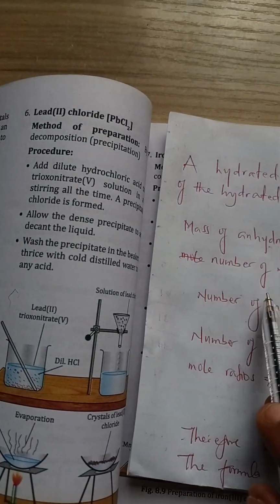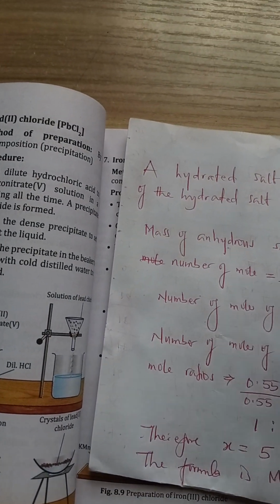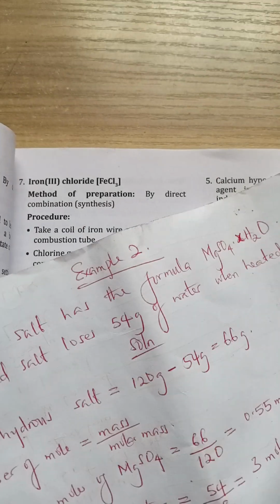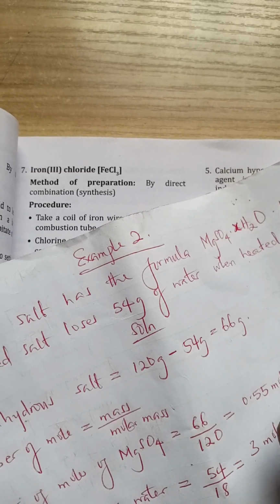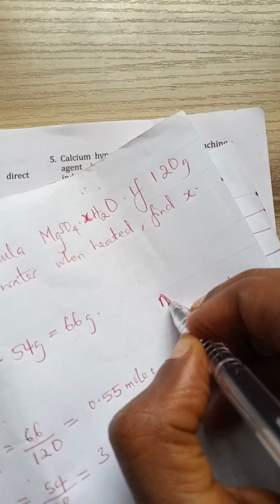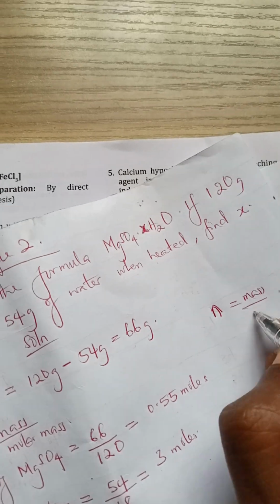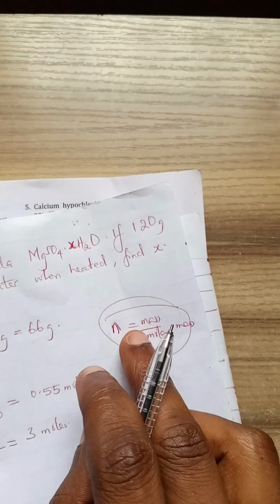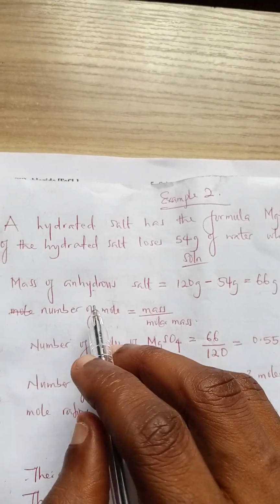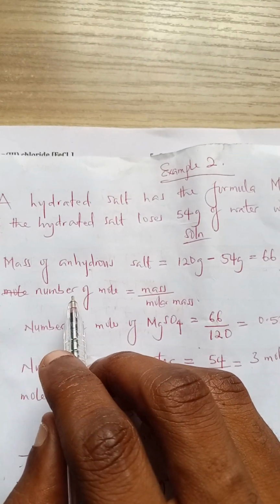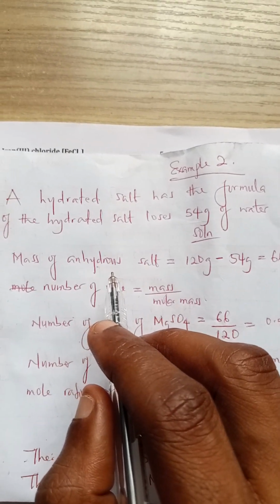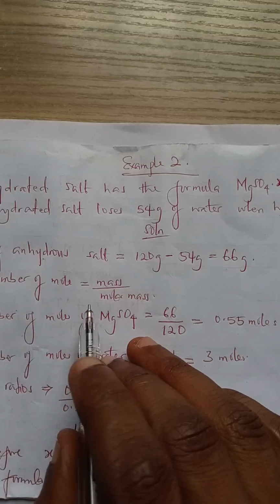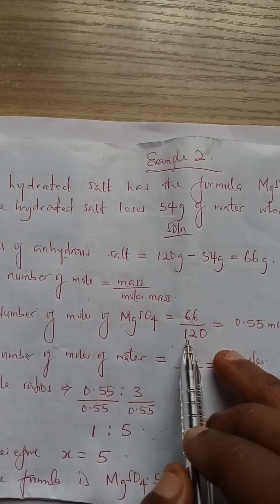Now the next thing is to find the number of mole of the salt and the number of mole of water. In case you don't know, in chemistry, number of mole, which we call amount, is equal to mass over molar mass. I want you to take note of this formula. Amount is mass over molar mass. That is what I have done here. So the first thing I have to do is to find the number of mole of the anhydrous salt. What is the mass of the anhydrous salt? I calculated earlier, 66. So I will have 66 over 120.